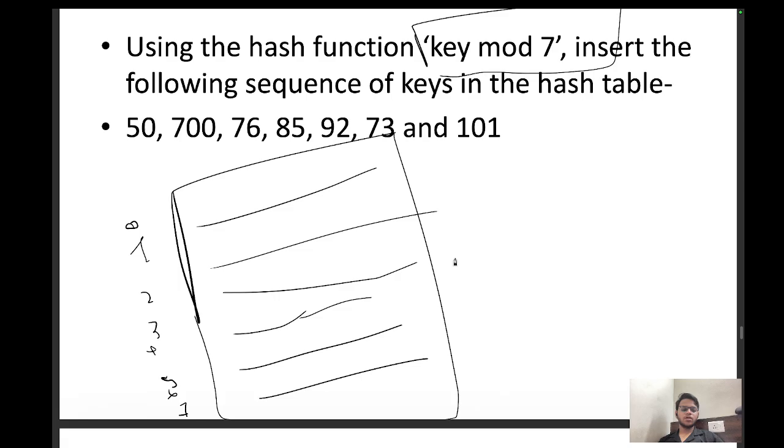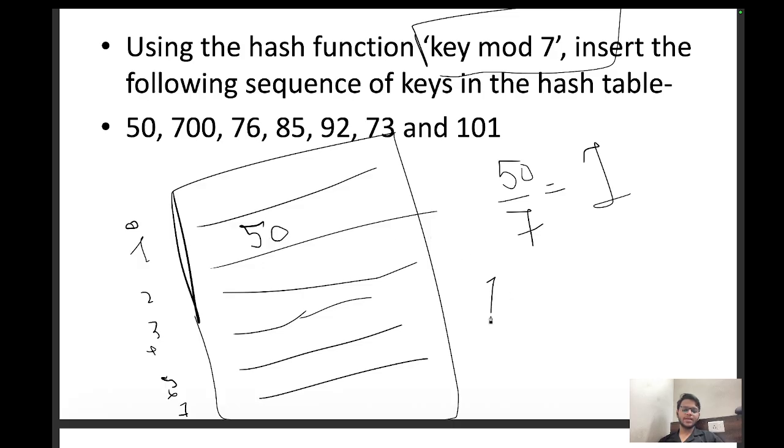Now let us take the number 50. We try to divide 50 by 7. On dividing 50 by 7, the number gets divided 7 times and the remainder is 1 here. So we place 50 at the first place of this array. We place 50 here.